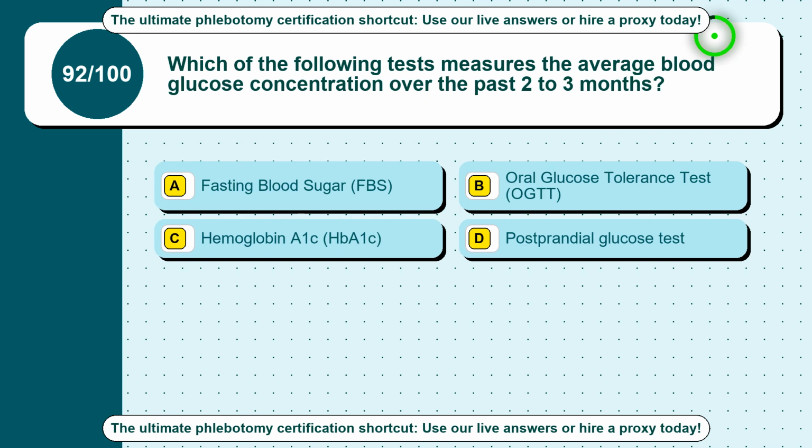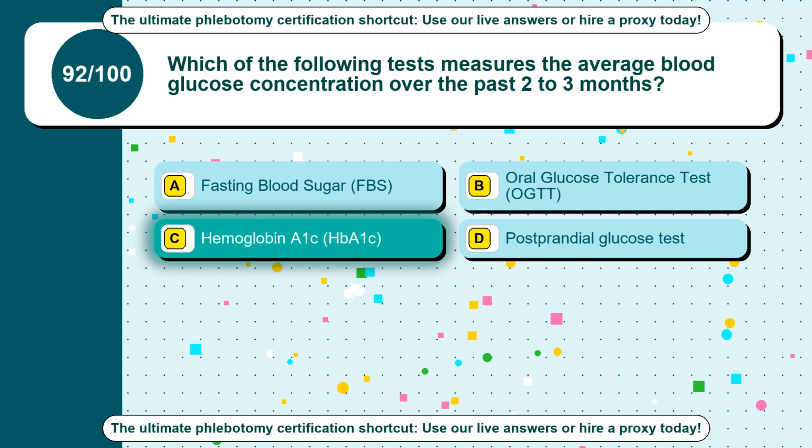Question 92. Which of the following tests measures the average blood glucose concentration over the past 2 to 3 months? Option A, fasting blood sugar, FBS. Option B, oral glucose tolerance test, OGTT. Option C, hemoglobin A1C, HbA1c. Option D, postprandial glucose test. The correct answer is option C, hemoglobin A1C, HbA1c.